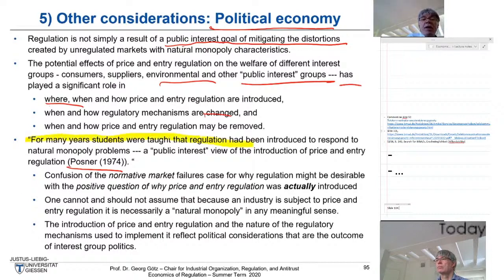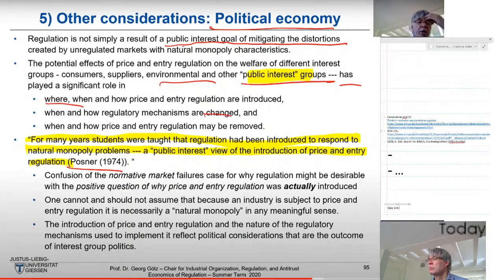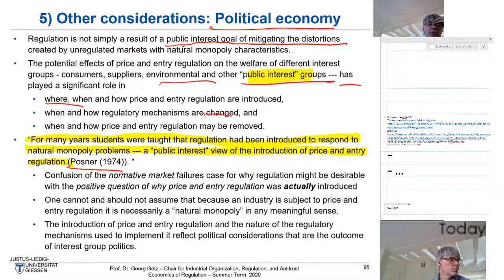For many years, students were taught that regulation had been introduced to respond to natural monopoly problems, a public interest view of price and entry regulation, and actually they haven't looked into this public interest group. This would be like the public interest theory or the positive theory of regulation. Okay, and what this does, it confuses the normative market failure case for regulation with the positive question.